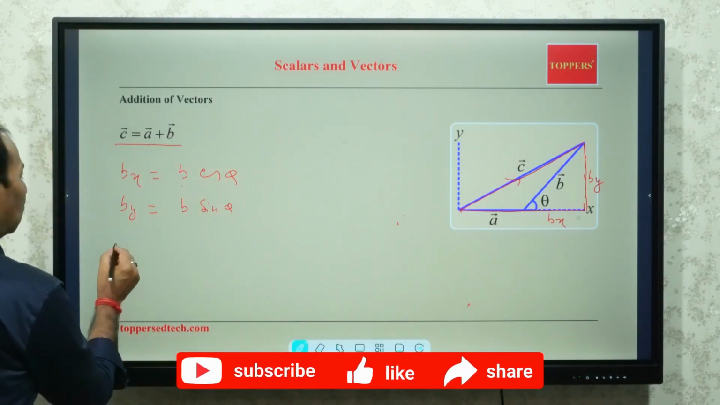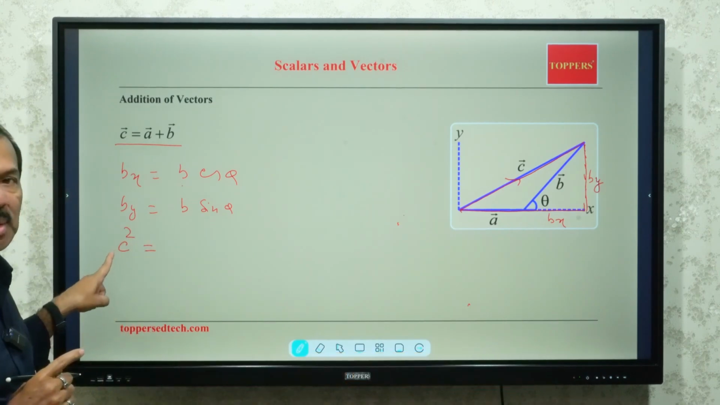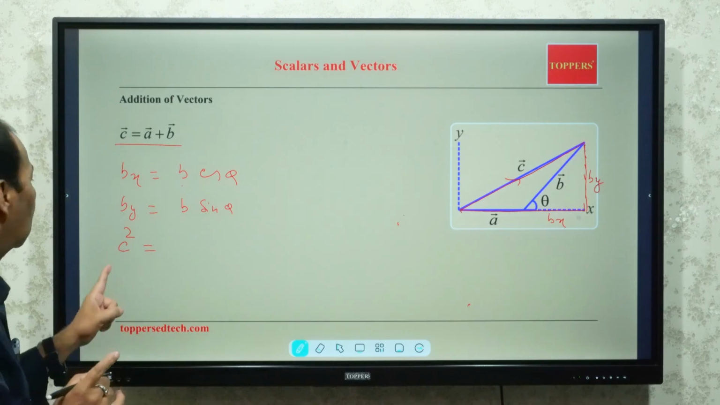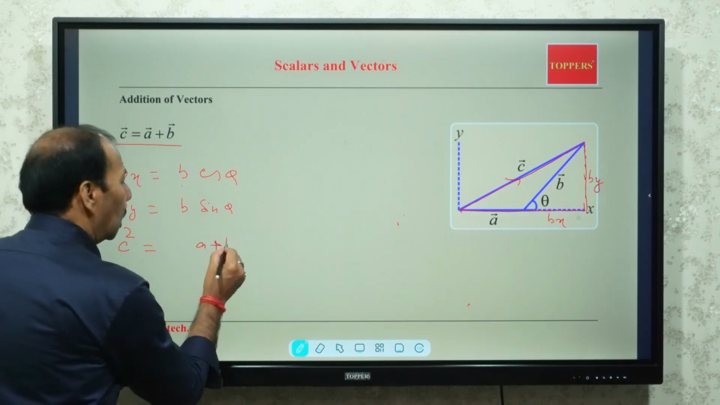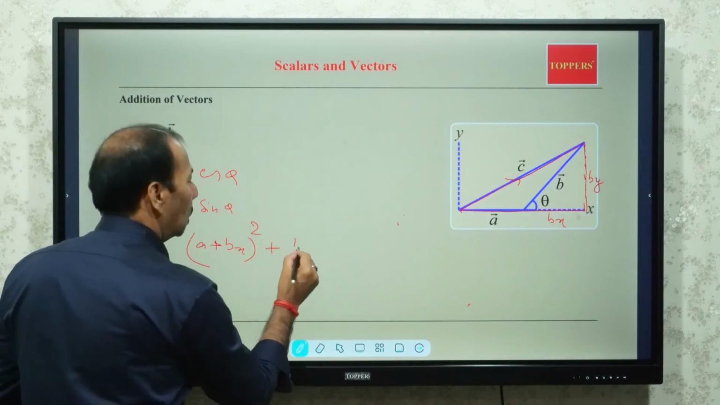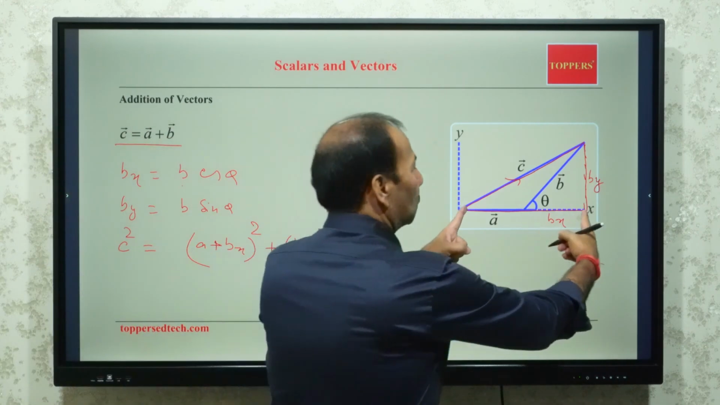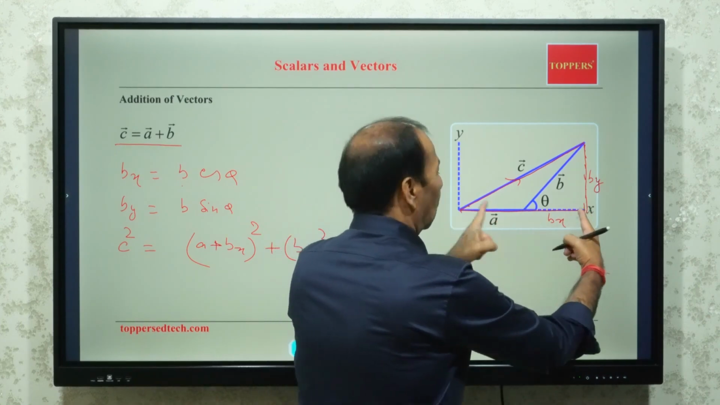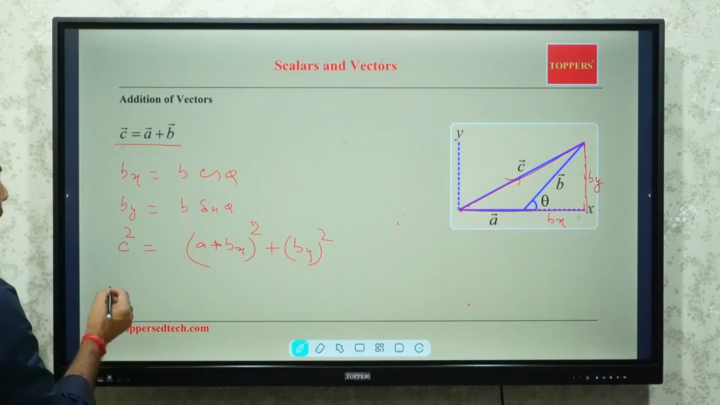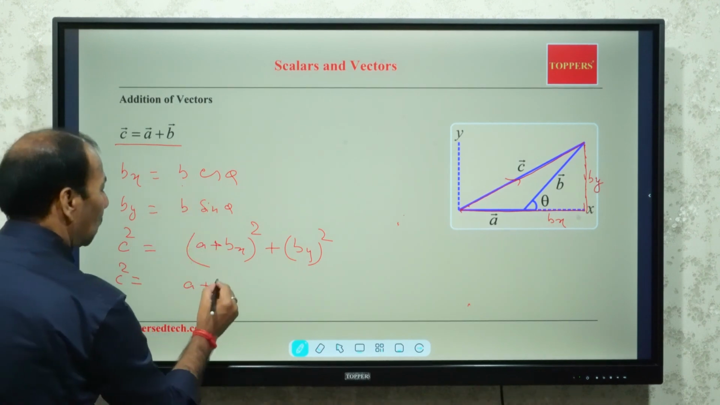So can you say that c square, again I am not taking the vector notation as far as c is concerned, now I am only tracing the magnitude part of this vector. So c square will be equal to a plus bx all squared, since this total length is a plus bx, the magnitude of a and this bx, plus this by square. So from this, you can calculate c square is equal to a plus bx, a plus bx, in which bx is b cos theta.